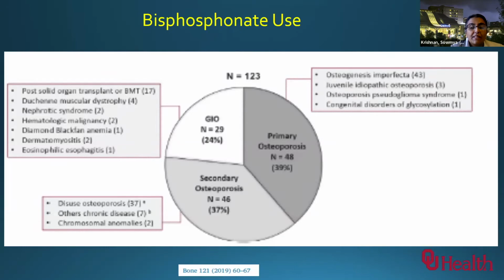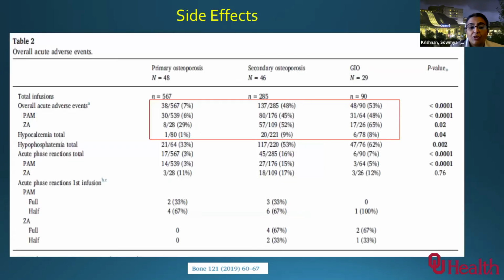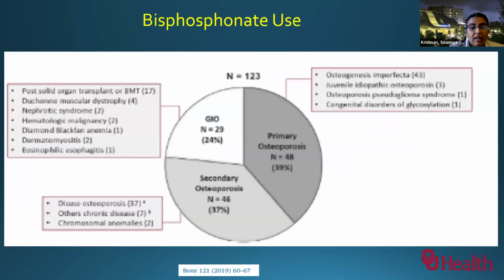This is a study from Cincinnati where they looked at their data on the use of bisphosphonates in the past 7 years, and showed that most of the bisphosphonate use was for children with primary osteoporosis, including juvenile osteogenesis imperfecta, juvenile idiopathic osteoporosis, and osteoporosis pseudoglioma syndrome. The other big group was for secondary osteoporosis, which included disuse osteoporosis and other chronic diseases. 24% of the bisphosphonate use was for glucocorticoid-induced osteoporosis for various other systemic conditions.